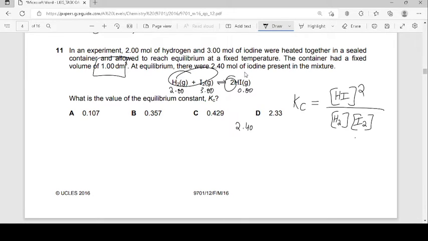So then there are 2.40 moles of iodine present in the mixture, so I'll write down 2.40 here. Now how much is this decreasing, guys? 3 minus 2.40 is a decrease of 0.60 moles per cubic decimeter, I can say in fact. But you can also talk about moles or mole per cubic decimeter. It doesn't make a difference because your volume is 1 cubic decimeter first of all, and your units cancel out, so it doesn't really matter too much in this discussion.